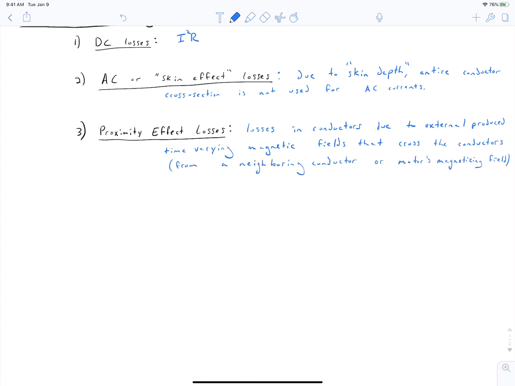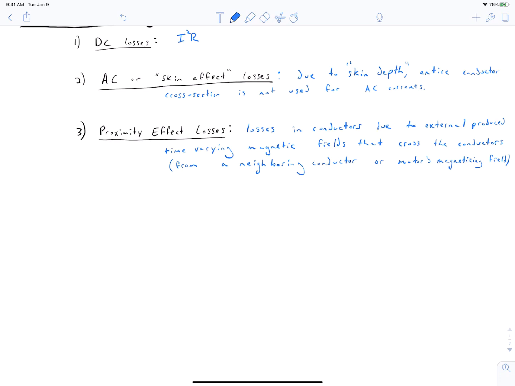And these externally produced fields might be produced from a neighboring conductor next to the conductor that's experiencing the loss. So if you have, for example, your stator winding has multiple conductors packed into a slot, and the field produced by each of those conductors will cross over another conductor and create losses, and that's kind of the classical proximity loss scenario. But another case is the motor's magnetizing field may also cross your conductors and create losses.